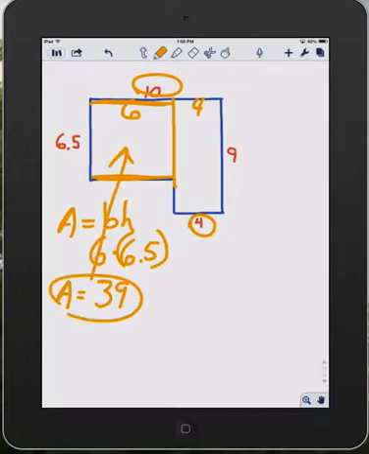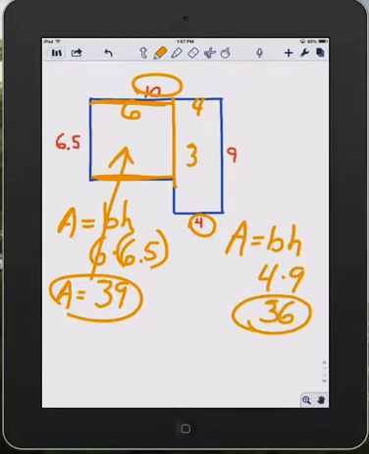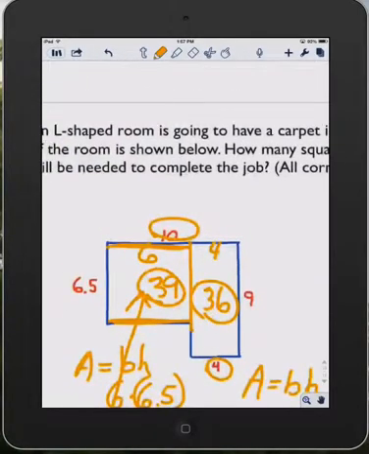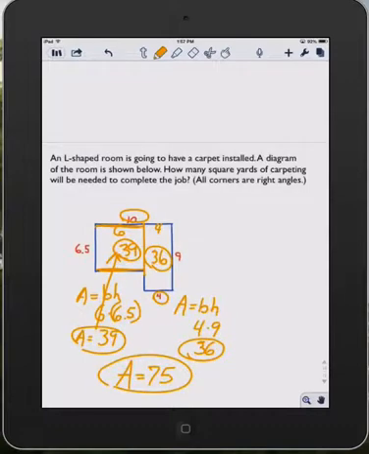The rectangle on the right, area equals base times height. The base is equal to 4, the height is equal to 9. That area is equal to 36. 36 added with 39 on the left gives you a total area of 75. They'll need 75 square feet of carpeting if it's measured in terms of feet, or square yards of carpeting if it's measured in terms of yards, which it probably is here.